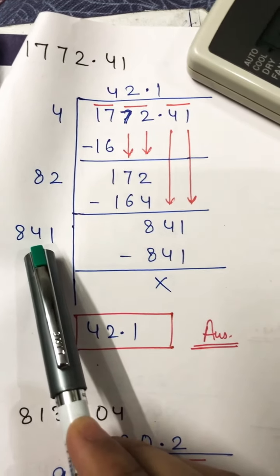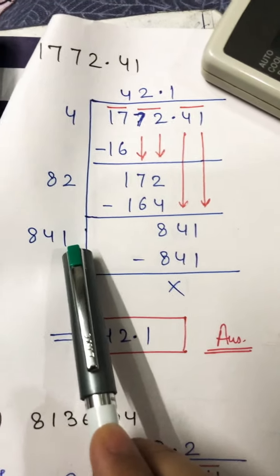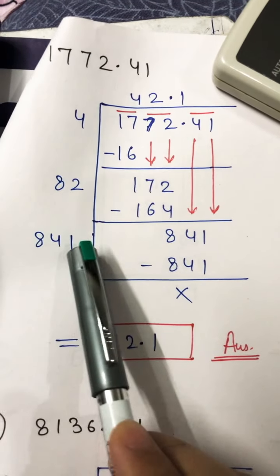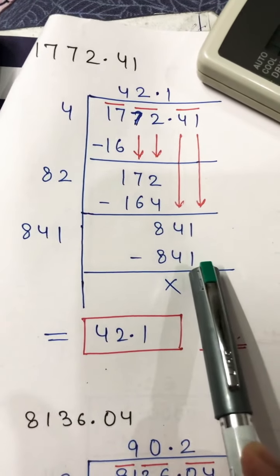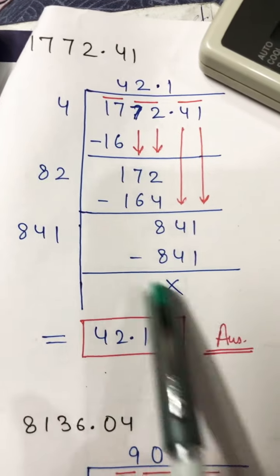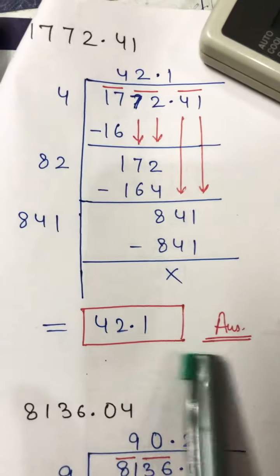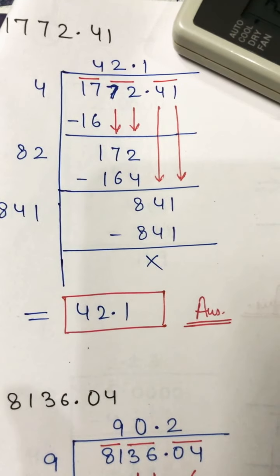I will multiply with which number? Obviously with 1. 841 ones are 841. Okay, so our remainder is 0. So now your answer is 42.1. This is the answer. Clear?